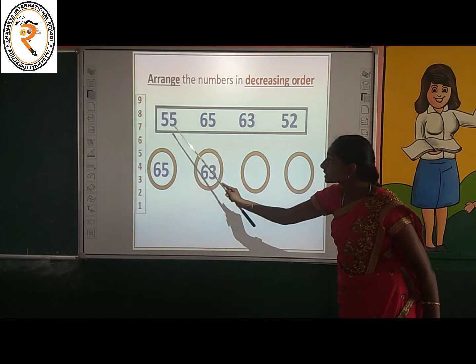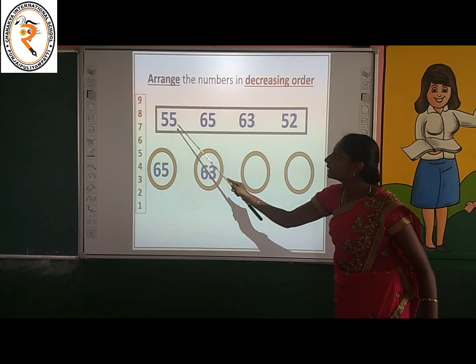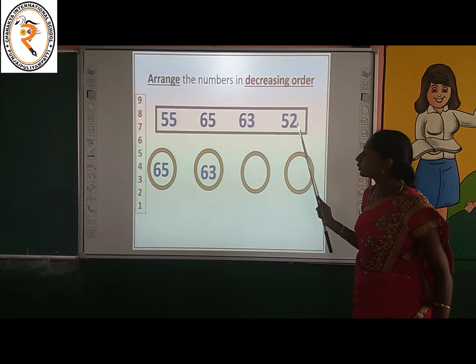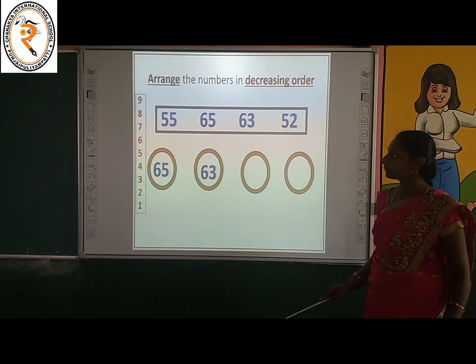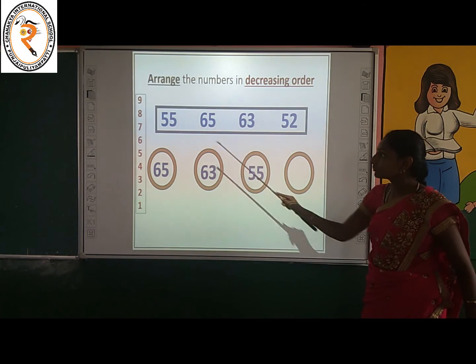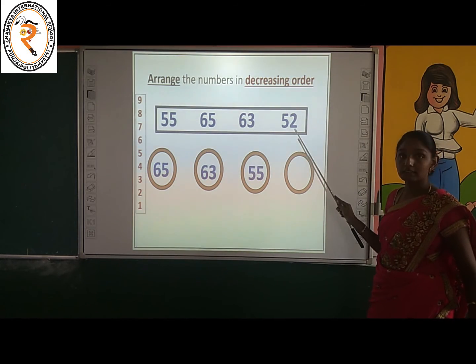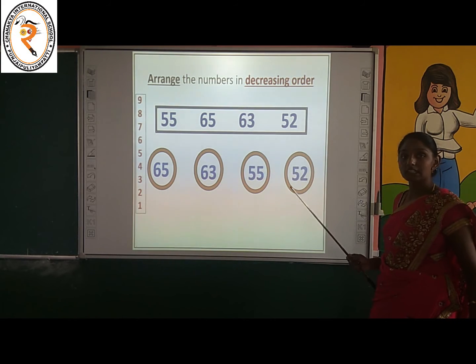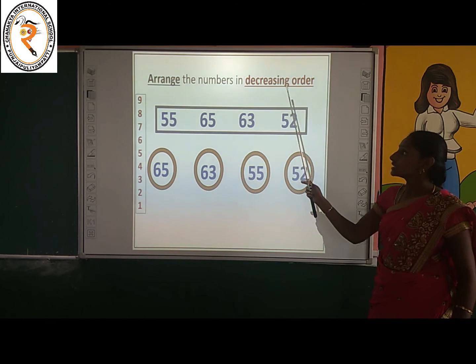Yes, we have the same digits in the tens place. Now we have to compare digits in the ones place, 5 and 2. Compare 5 and 2, which is bigger? Yes, 5 is bigger. So we can say that 55 is the next biggest number. Look, the only remaining number is 52. Write it in the last circle. Now the given numbers are arranged in descending order.